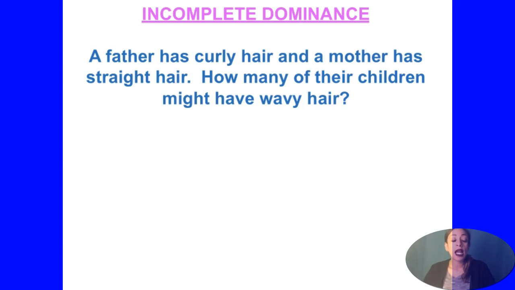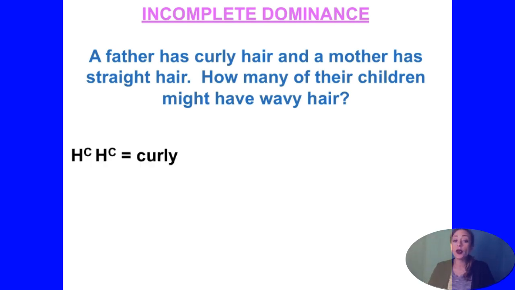So let's look at an example of a certain question you might get on an exam, something you might want to be able to work through. Okay, a father has curly hair and a mother has straight hair. How many of their children might have wavy hair? So obviously there's an intermediate phenotype here, which is going to be our wavy hair. So straight and curly make wavy. So we know it's an incomplete dominant situation.